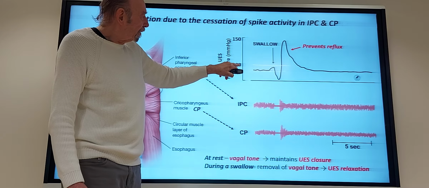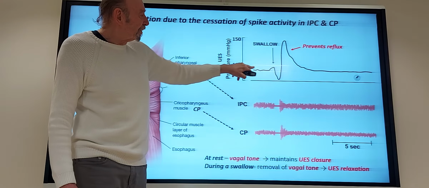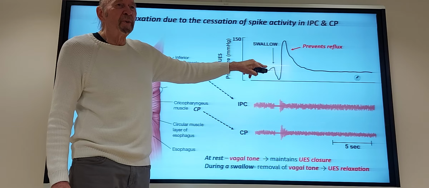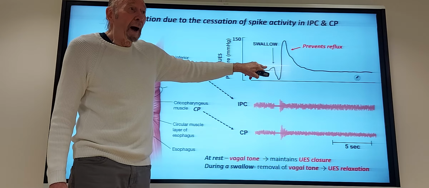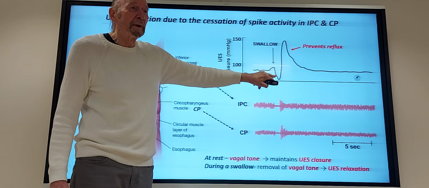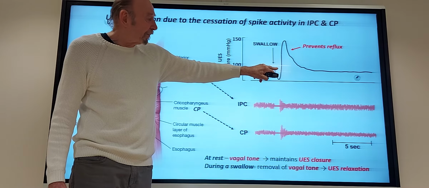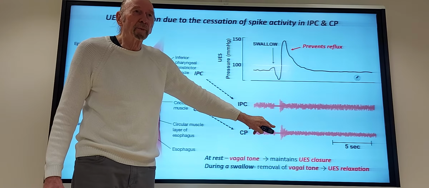And with the swallow, there are two things. One is the pressures in this area. If you measure the pressure in this area, it's around 80 millimeters of mercury. Some people say it's 100, whatever, but it's pretty high pressure. And when you swallow, the pressure goes down. That's what they call opening of the upper esophageal sphincter. And this is due to a withdrawal of vagal tone.